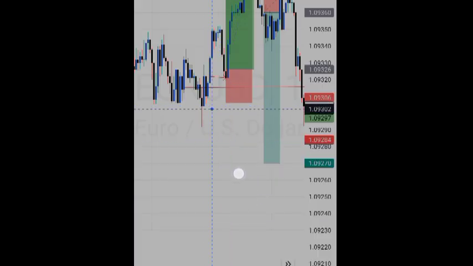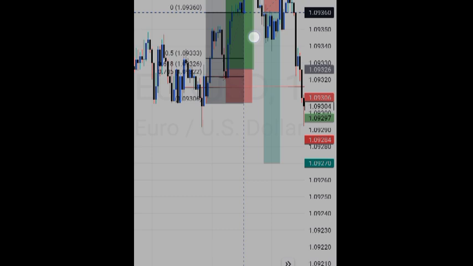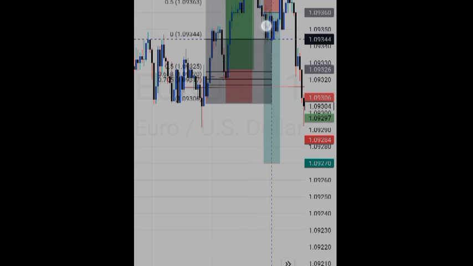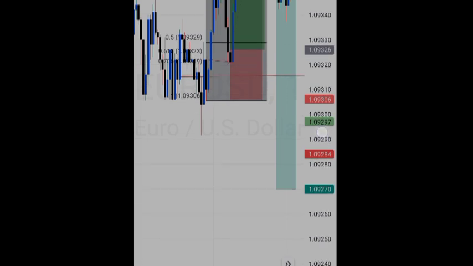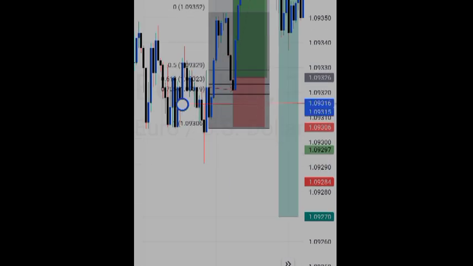I picked my fib from this low. Understand? From this low, took it to the high. When I saw that I started retracing, this is the high, this high here. Now, took it to the high. Then I was like, I'm going to enter from 0.5.